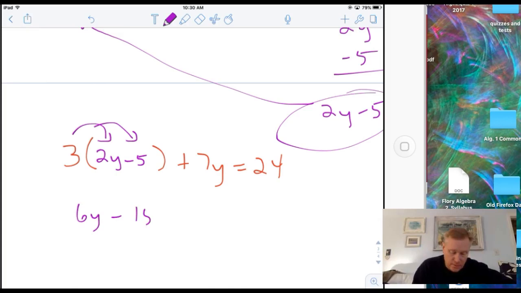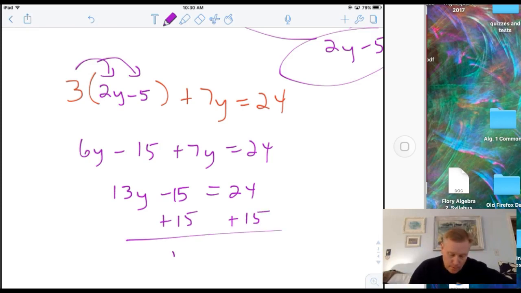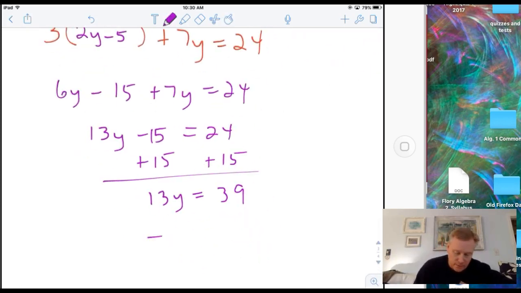3 times 2y is 6y. 3 times 5 is 15, plus 7y equals 24. I can combine like terms. 6y plus 7y is 13y, minus 15 equals 24. Add 15. I get 13y equals 39. Divide by 13, and I'll get my first answer.